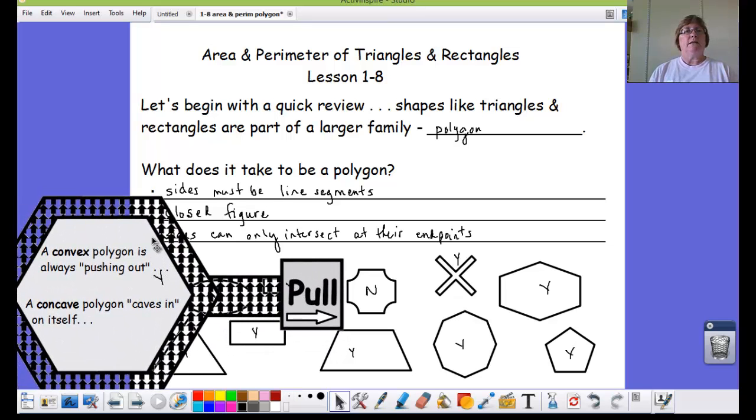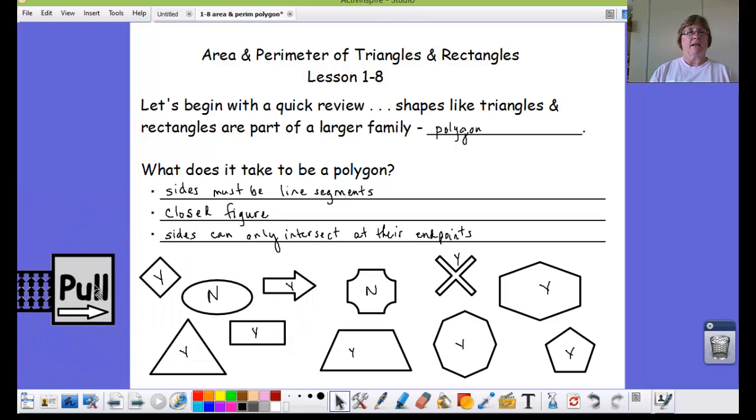A convex polygon, and that's the type that we'll talk about most frequently in class, is always pushing out. What I mean is, if you consider this to be the center of the polygon, every vertex is pushing towards the outside. Everything is pushing out. Convex, push out. Concave, a way to think about it is they cave in on themselves. That is, it has some edges that go back in towards the center. Convex polygons are where we will spend our time in this class.